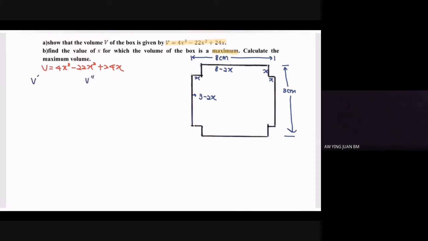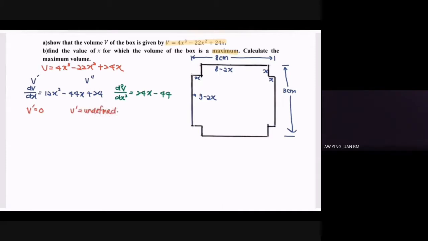So in here, dV/dx equals 12x squared minus 44x plus 24. Here we have the first derivative. For the second derivative, we will have 24x minus 44. Step number 3: identify the critical numbers or the problems. V prime equals 0, V prime equals undefined.